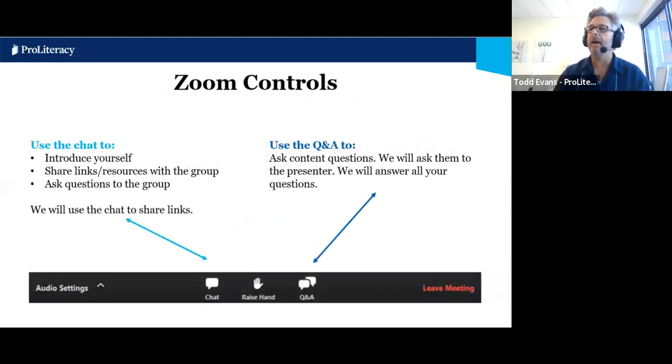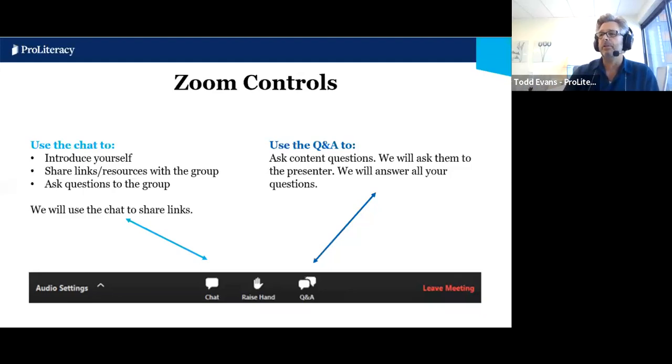First of all, let's talk about how to use the Zoom controls. What we're going to ask you to do is use the chat function to introduce yourself and to share links and resources that you might use in instruction that you think other people might benefit from hearing about as Stephen's going through his presentation. It's also where Danielle and Lauren will share links that Stephen talks about or brings up in his sessions, and it's also an opportunity to ask questions of the group at large.